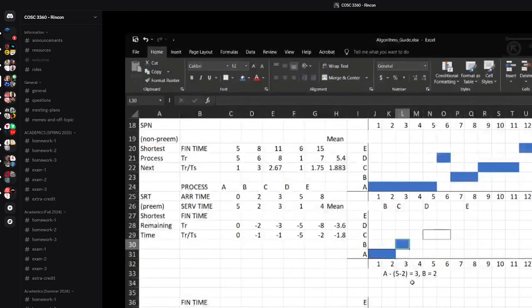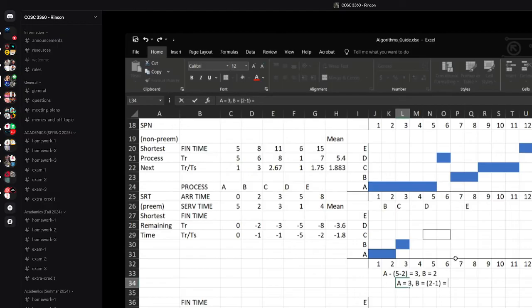Okay, so at this time, C actually enters the queue, right? So we need to compare at this time. A is going to have 3 left, and B is going to have 1 left. So I'm just going to write this: A is equal to 3, and B is equal to 2 minus 1, because B has already run once, which gets you 1. And then C also joins in here.